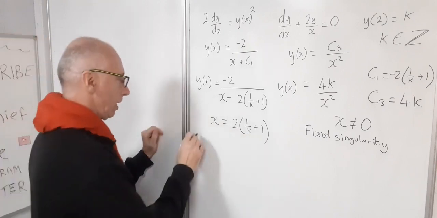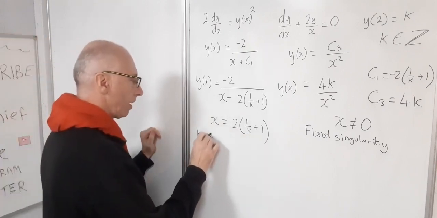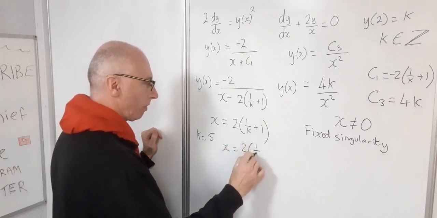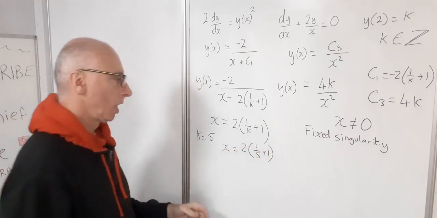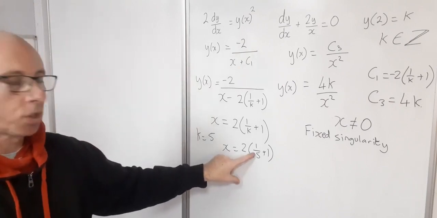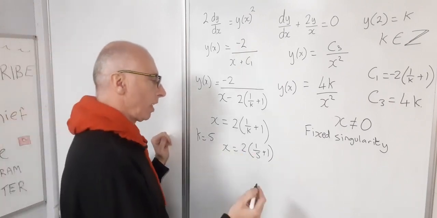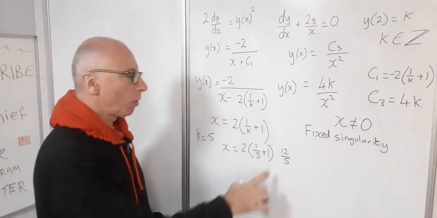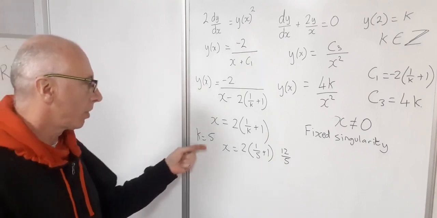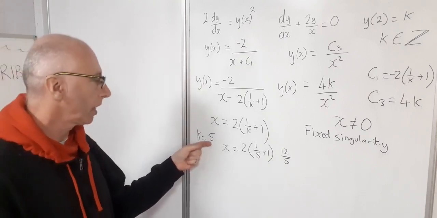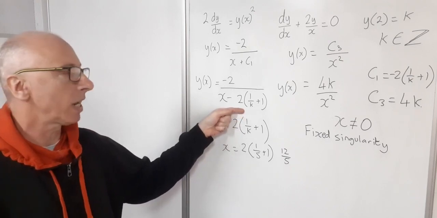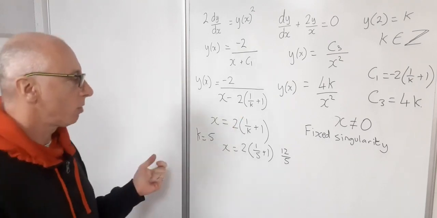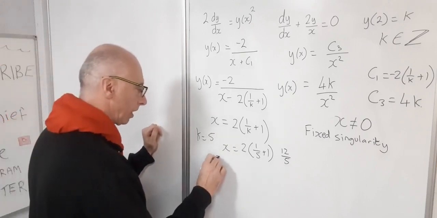For example, if k equals 5, I don't want my x to equal 2 times 1 over 5 plus 1. So that's going to be 2/5 plus 2. So therefore that's going to leave me with 12 over 5. I don't want my x to equal 12 over 5. That's what I don't want. So if x is 12 over 5 and k equals 5, this will give us a singularity. And there's other values of k which you can go through. So this is what's called a movable singularity.